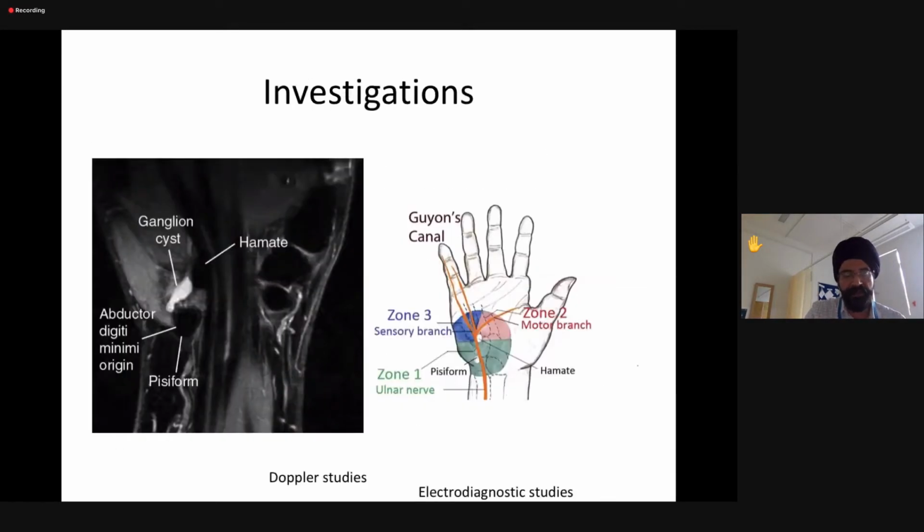What helps is an MRI scan. If we are suspicious of any thrombus or aneurysm, Dopplers help, and nerve conduction studies are mandatory. We always get them for the patients.